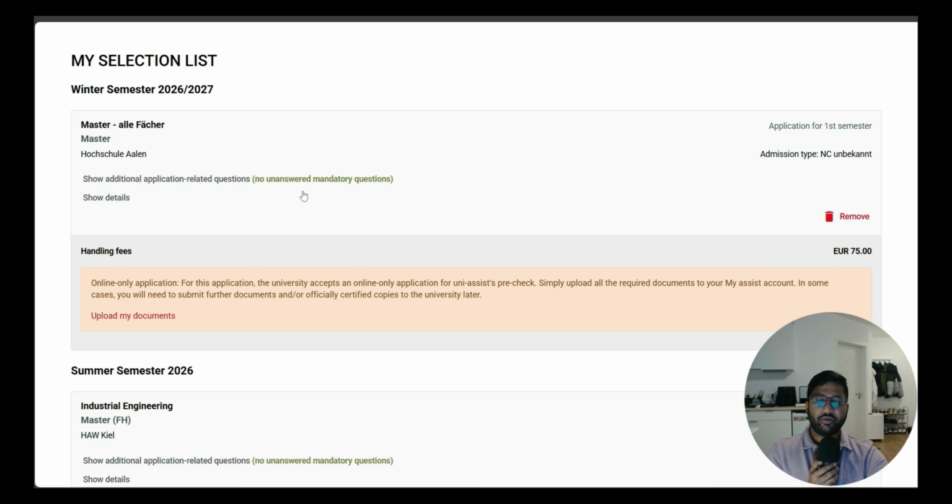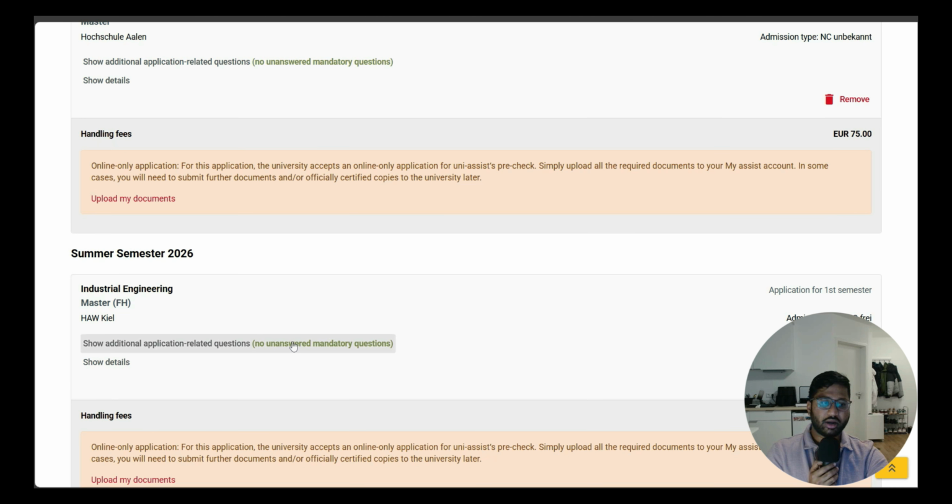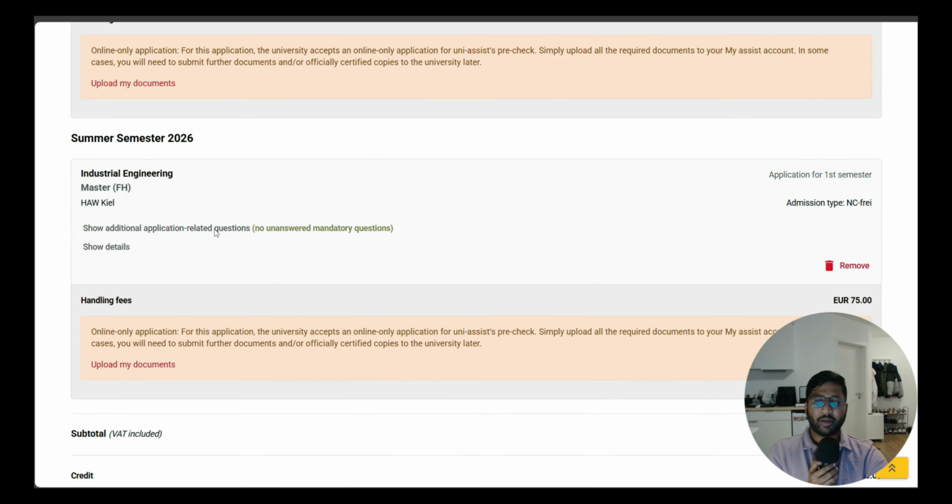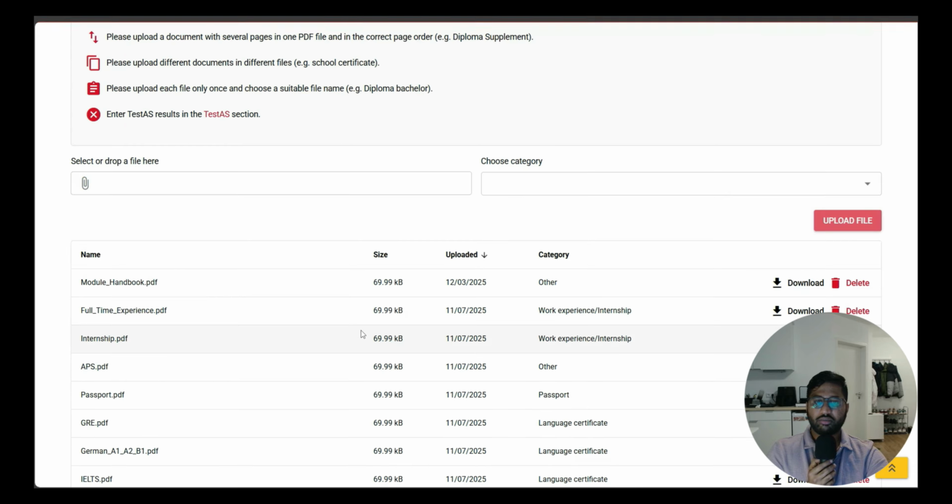And also, if you have filled in your unanswered mandatory questions once, it will be filled for the complete semester. If you apply for a new semester, for example summer semester 2027, then it will again turn red, where you have to fill in manually again. After filling out everything, you need to upload all documents.